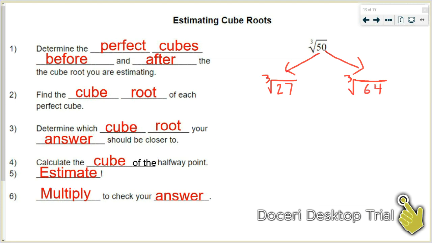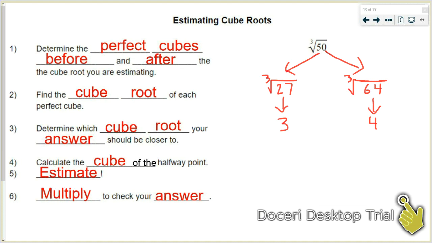Now step 2 is find the cube root of each of the perfect cubes. Well, 27, its cube root is 3 because 3 times 3 times 3 equals 27. And the cube root of 64 is 4 because 4 times 4 times 4 equals 64. Okay? So we're done with steps 1 and 2.